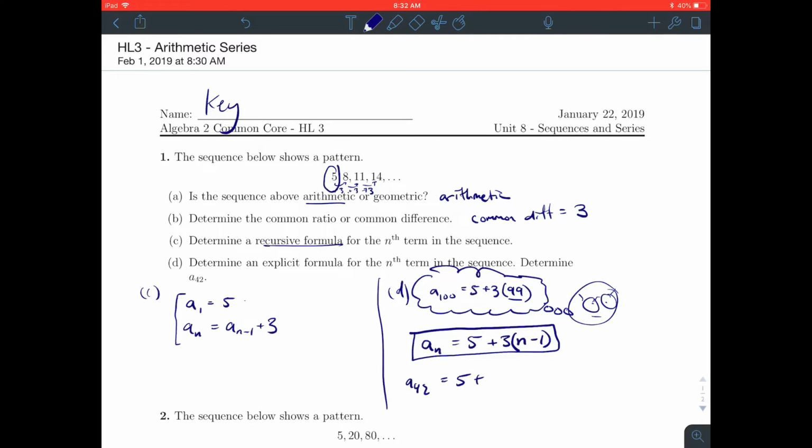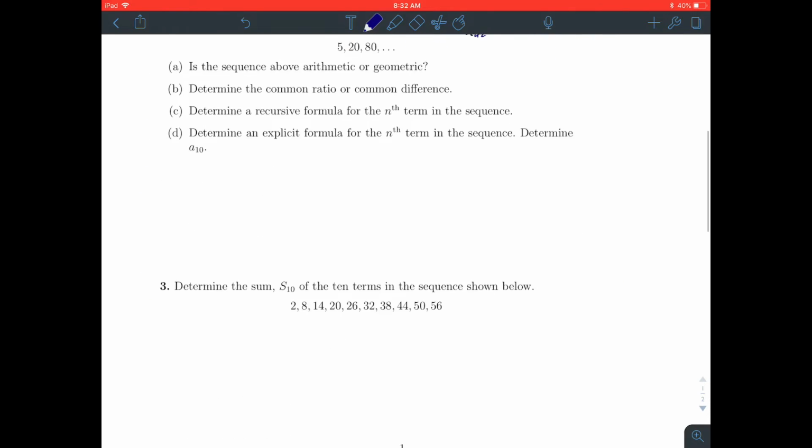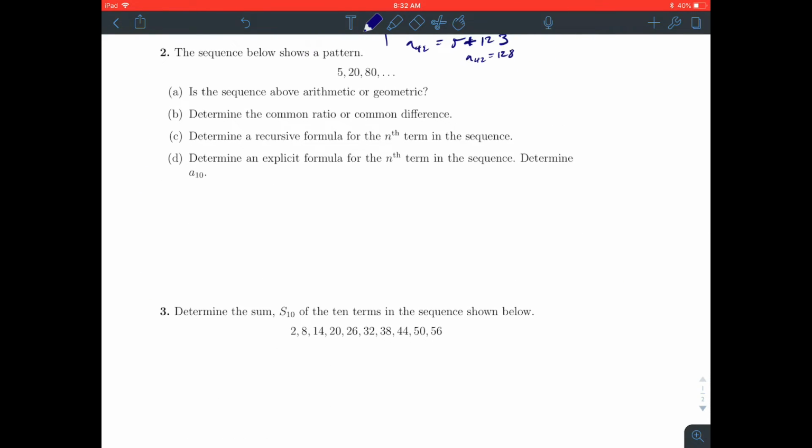Lastly, A42, you just plug into the formula, so you get 5 plus 3 times 42 minus 1. A42 is equal to 5 plus 3 times 41, and 3 times 41 is 123. So you get A42 equals 128. That's a plus sign there. Thanks. Okay. Next up, we have a sequence below.